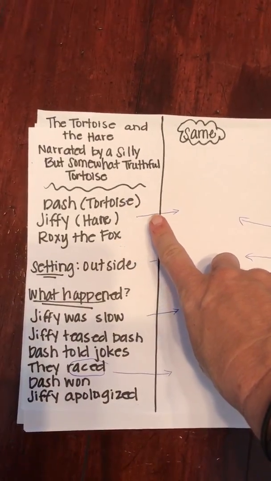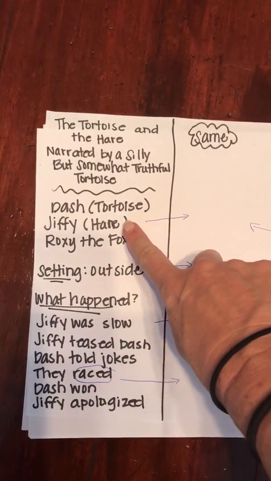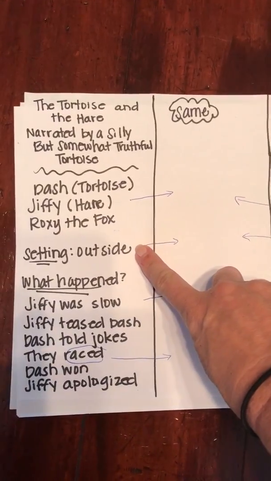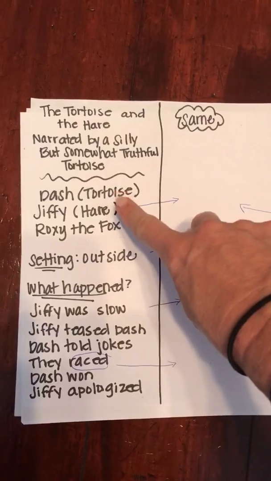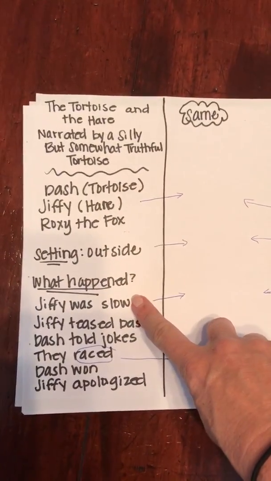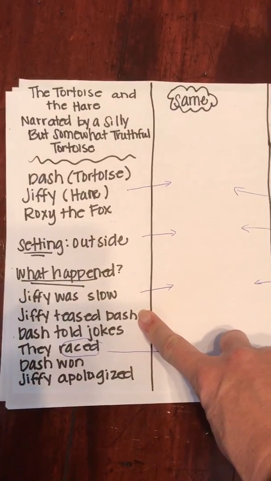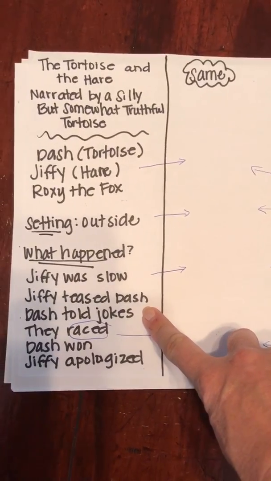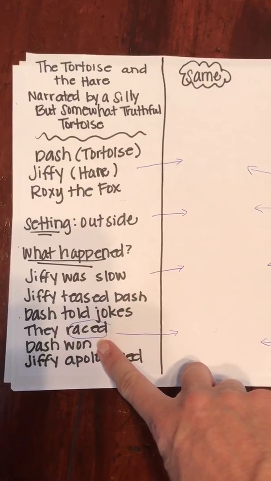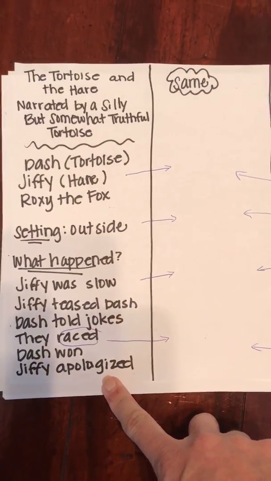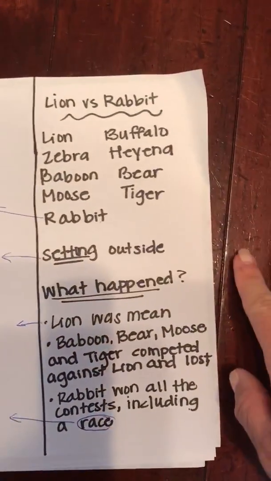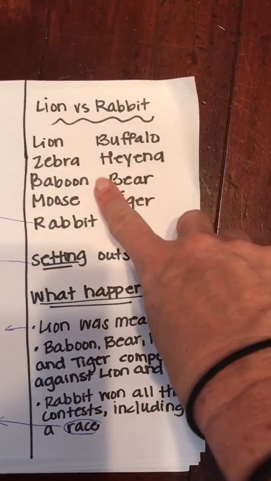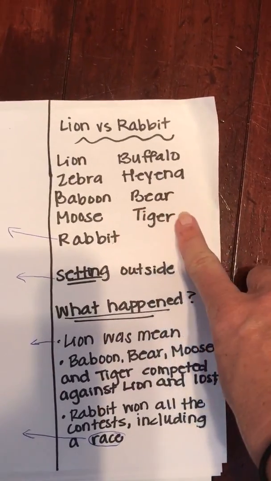So in the story, The Tortoise and the Hare, we have Dash, who is a tortoise, Jiffy, who is a hare, which is another name for rabbit, and Roxy the fox. This story took place outside, and in the story, Jiffy, remember that's the hare, was actually a slow rabbit. We know that Jiffy teased Dash because Dash was a tortoise, and a tortoise is a slow animal. We know that Dash told jokes. They raced. Dash, the tortoise, won, and at the end, Jiffy apologized. In the story Lion versus Rabbit, we had the lion, buffalo, zebra, hyena, baboon, bear, moose, tiger, and rabbit.